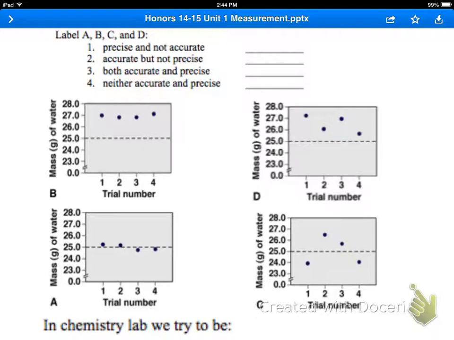So one way to think about accuracy and precision is with actual lab data. Looking at A, B, C, and D, which go in this kind of strange order, looking at these four graphs, figure out which one was precise but not accurate, which one was accurate but not precise, which one was both accurate and precise, and which was neither accurate nor precise. So go ahead and stop the video and try your best, and then turn it back on and see how you did.